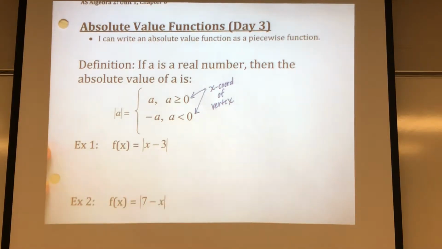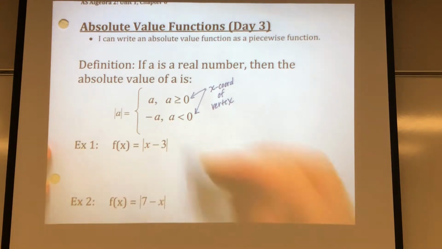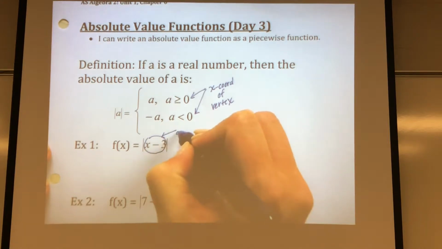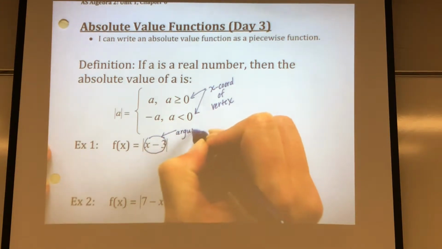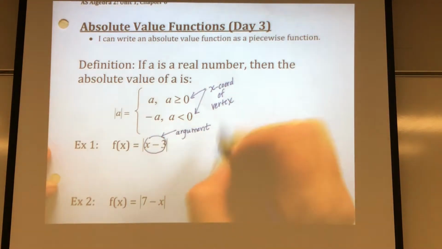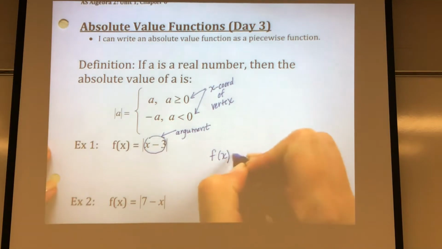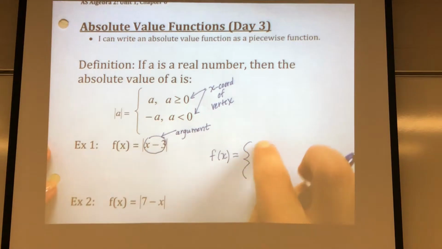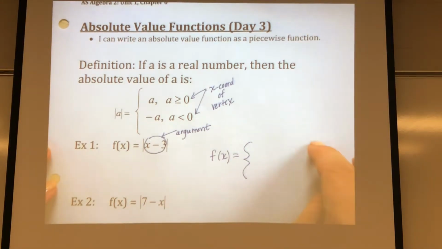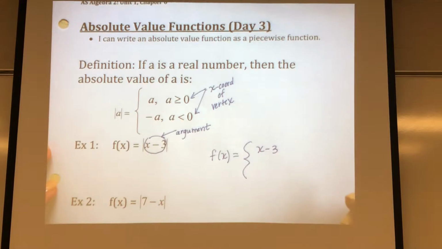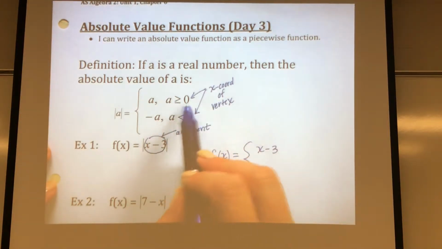All right, so let's take a look at number 1. This x minus 3 in here, when I'm referring to just this portion, we're going to call that the argument. Stuff inside the absolute value. So when I go to write my piecewise, I have my f of x equals, I'm going to have my brace here. I'm going to have two different expressions and two different domains. So I have my x minus 3, and remember, a is greater than or equal to 0.